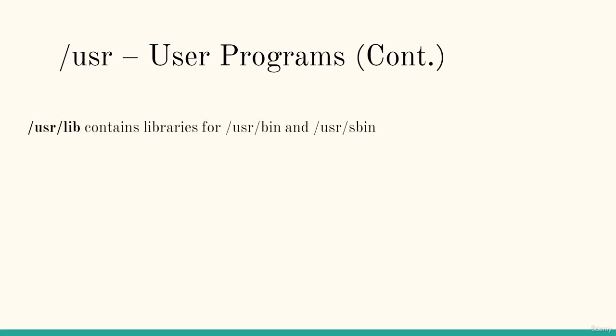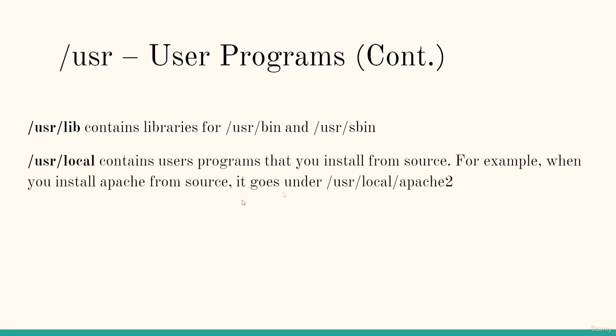To continue, /usr/lib contains libraries as well for /usr/bin and /usr/sbin. And /usr/local contains user programs that you install from source. So for example, when you install Apache from source, it goes under /usr/local/apache2. Okay, so again, the /usr here is for the user programs, and under it you can find /usr/lib, /usr/bin, /usr/local, /usr/sbin, and so on.